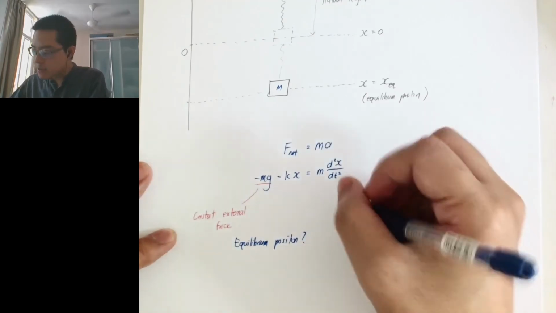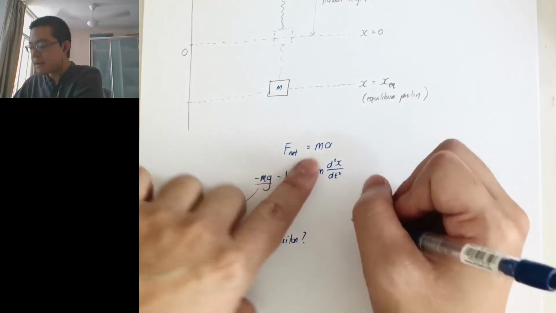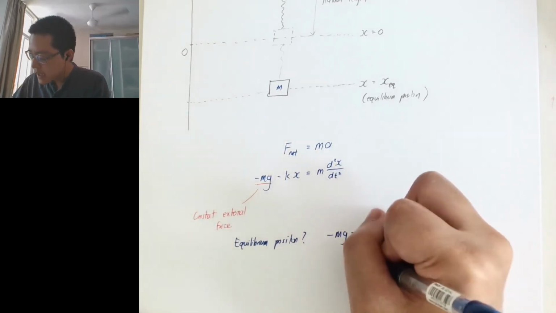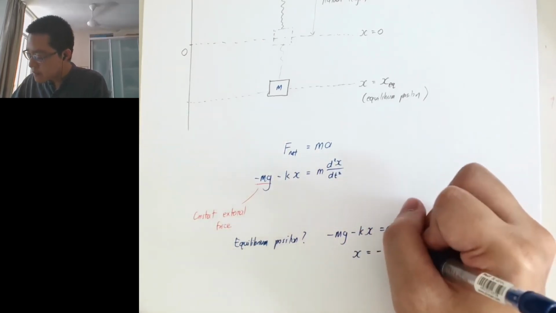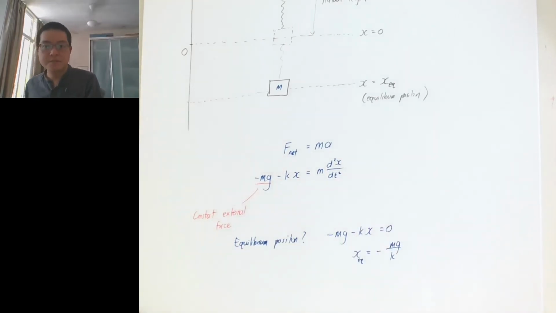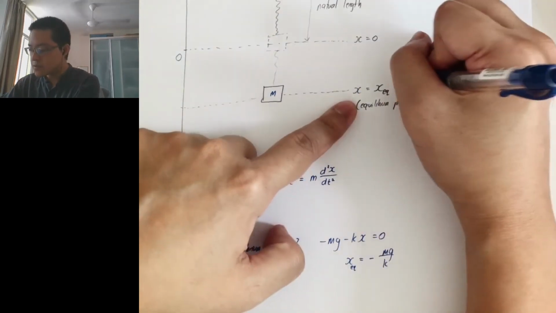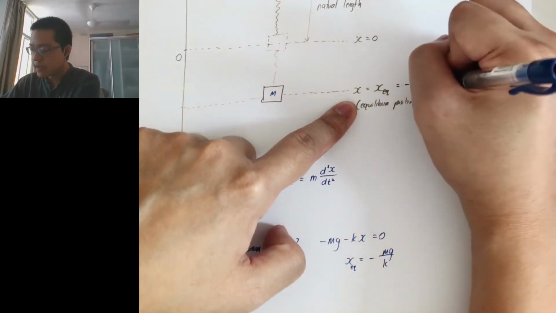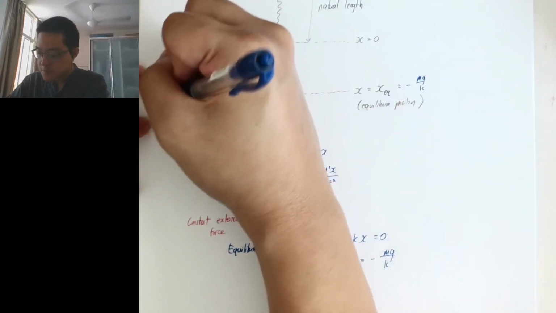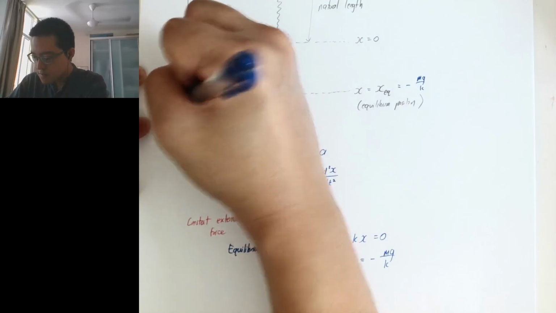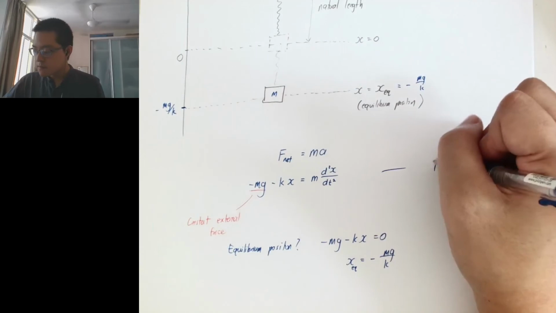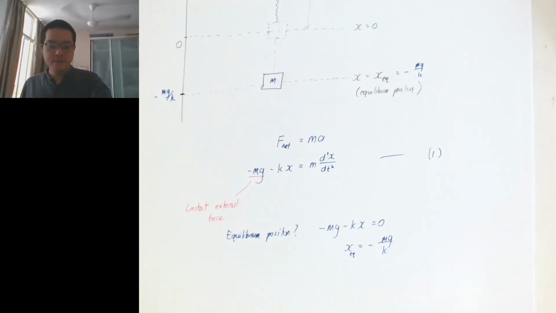Okay, so for my equilibrium position, I want the net force to be 0. So negative mg minus kx to be 0. So x is equal to negative mg over k. So this is my equilibrium position, equal to negative mg over k. That's why it's negative, it's below 0. So this is my equilibrium position.